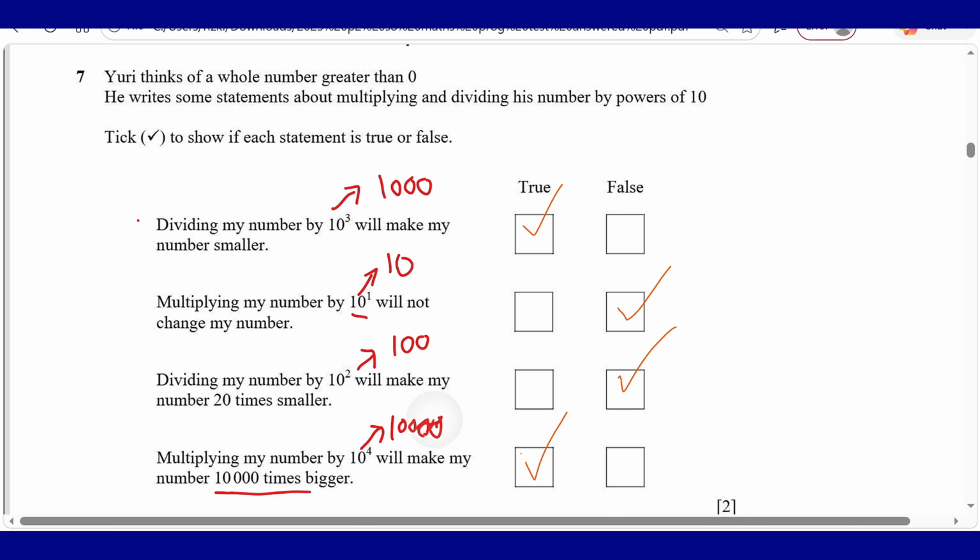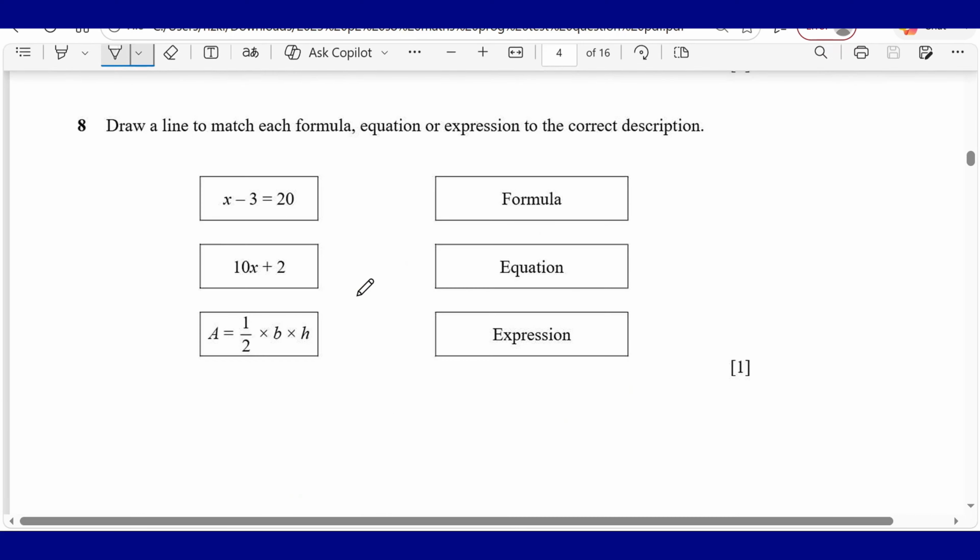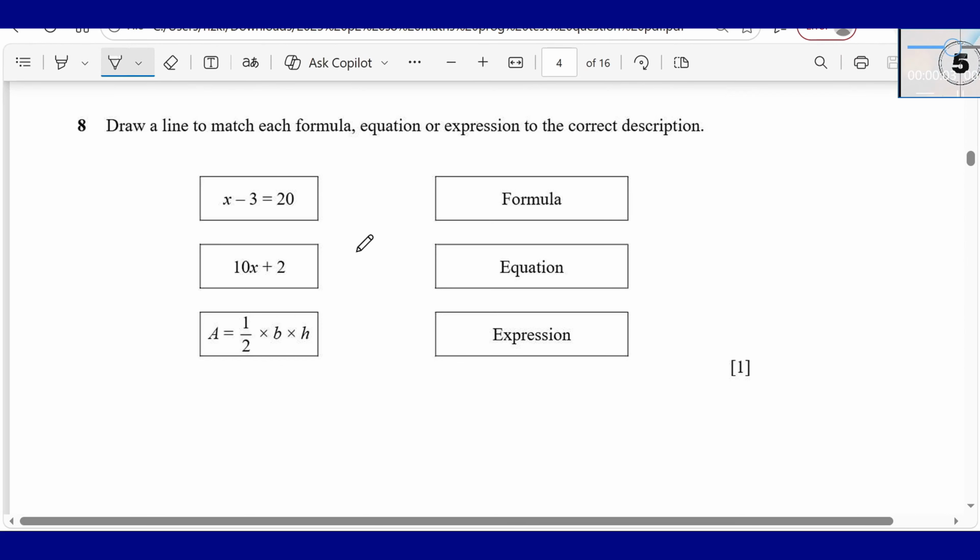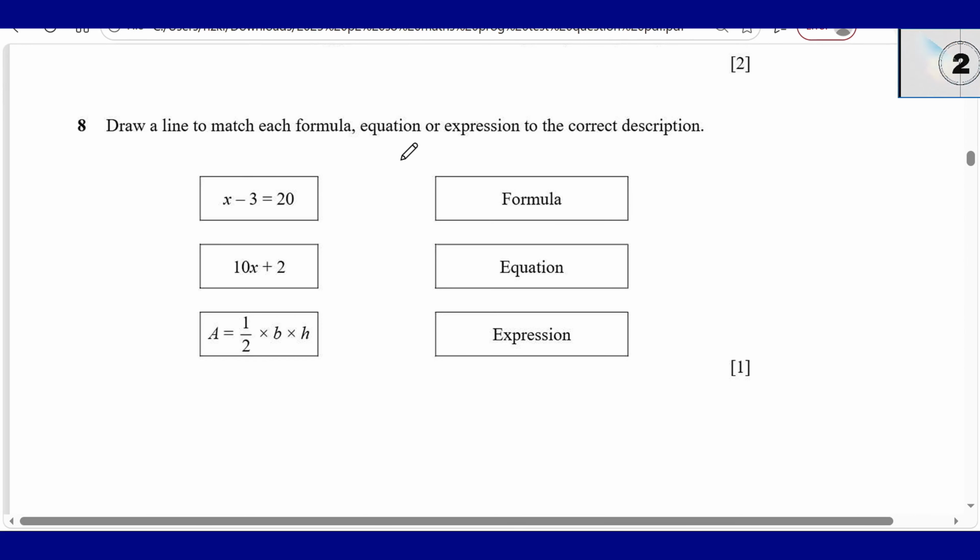Alright, let's move on. Now guys, we have question 8. Draw a line to match each formula, equation or expression to the correct description. x minus 3 equals 20. Is it a formula, equation or expression? 10x plus 2. A equals half times B times H. So when the timer returns to 0, we will reveal the answer, guys.